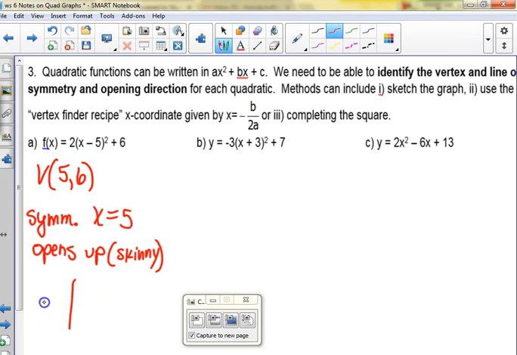This is going to be the smallest graph ever. Okay, I'm going to go over 5, up 6, and it would open up. That's my little baby graph.